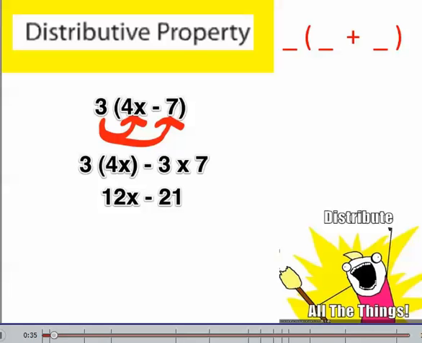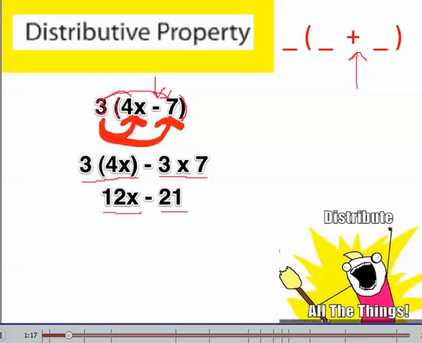It's really very simple. It says that if you have a number sitting outside of parentheses and you have something inside of the parentheses that has a subtraction sign or an addition sign, then you need to multiply this thing outside times both things inside. So you need to say 3 times 4x, that's what they did right here. Get an answer to that. 3 times 4 is 12, so it's 12x. Then we need to multiply 3 times the 7 over here. That's where they've done that right here, and the answer is 21.